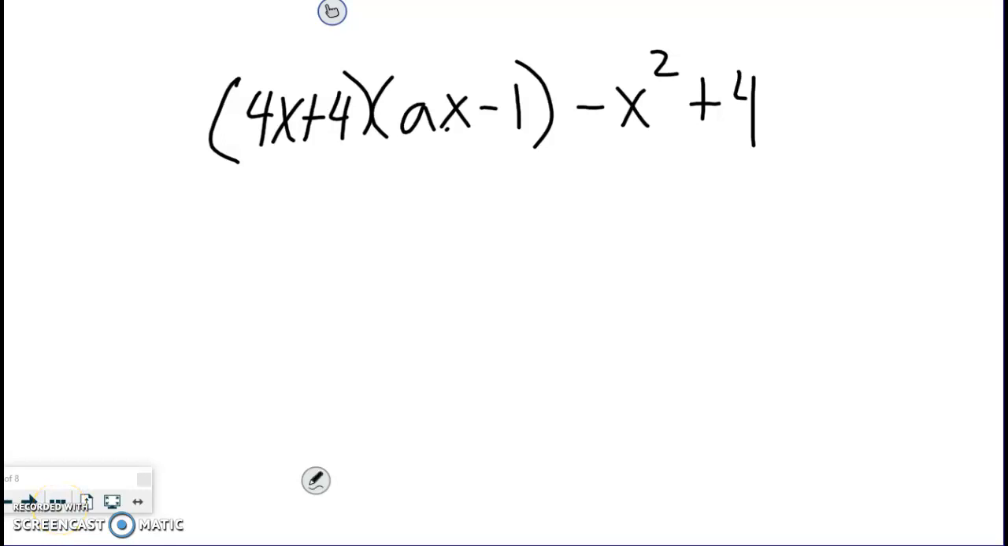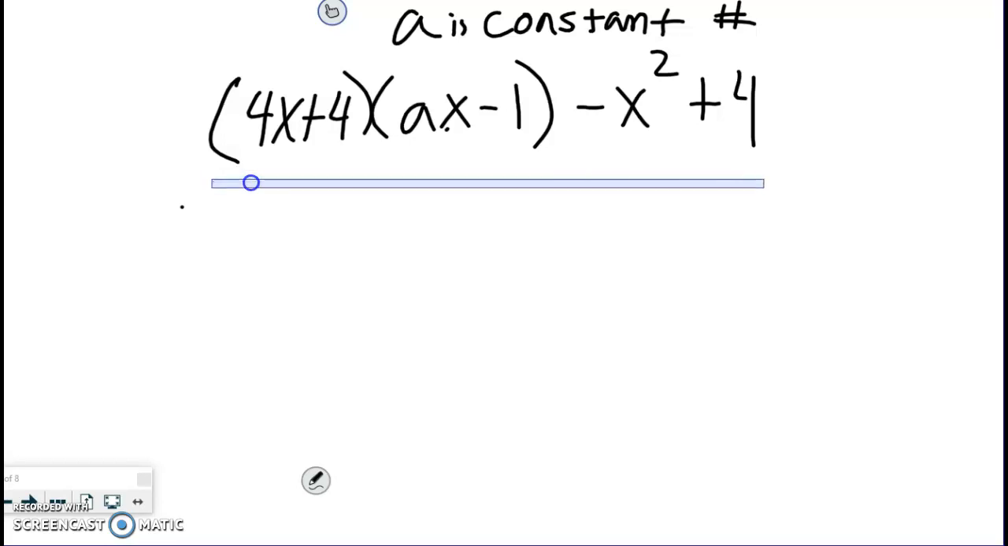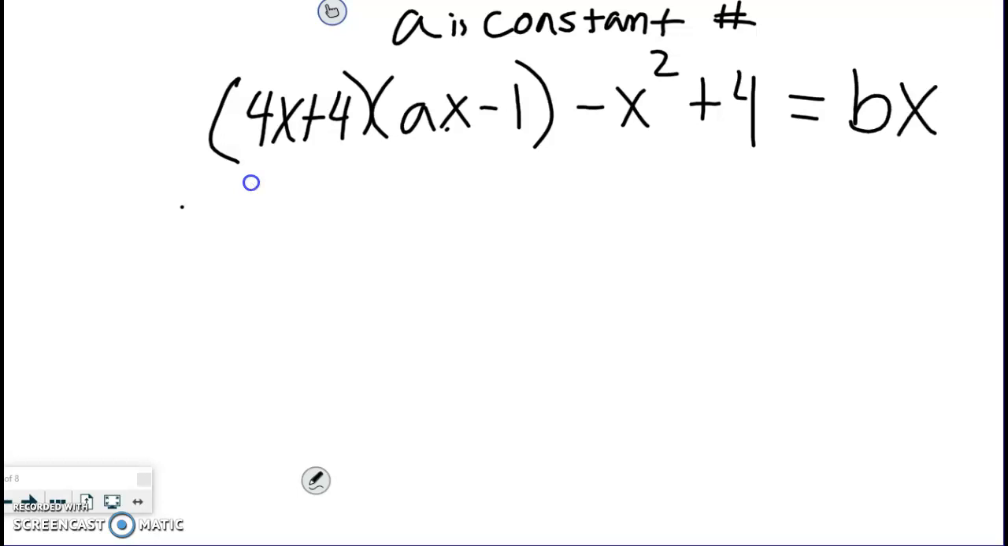All right, the problem we discussed last night has this, right? It's (4x + 4)(ax - 1) - x squared + 4. The problem tells you that a is a constant value. A is a constant, and constant, as a reminder, just means a number. And it says all of this whole thing is equivalent to, if you remember what equivalent means, it means the same as, equals. And it says it's equivalent to bx. So all of this stuff equals bx.